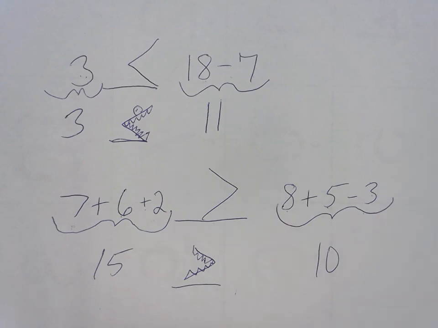So remember, the first thing you need to do is identify the alligator, figure out where that is, and it will always be there. And then after that, split the problem apart at the alligator, and do the sides that you know. And then bring down your alligator.